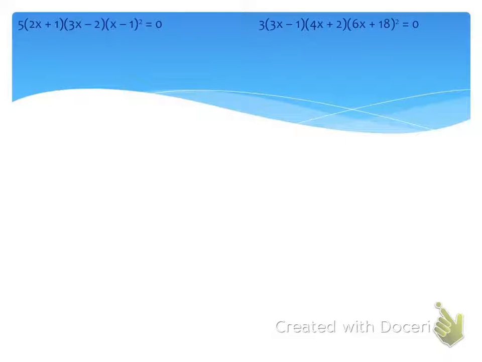Whenever I have this one, the only thing that's different is I have a 5 out in front, and then I have a squared at the end, and it actually doesn't change anything. So I still separate these into 3 separate problems. I have 2x plus 1 is equal to 0, 3x minus 2 is equal to 0, and then x minus 1 is equal to 0. And do the same thing. Minus 1, divide by 2. So x is equal to negative 1/2.